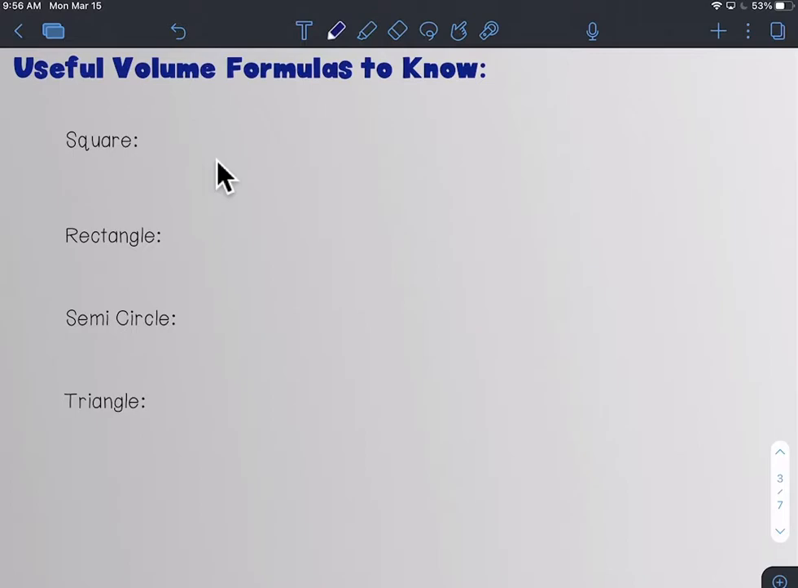So a square we know, right? This should be the word area because we're going to use those area formulas to find our volumes. So area is just side squared, where s is the side length. Right, a rectangle, we know our area is just length times width. I'm just going to write it out in words.